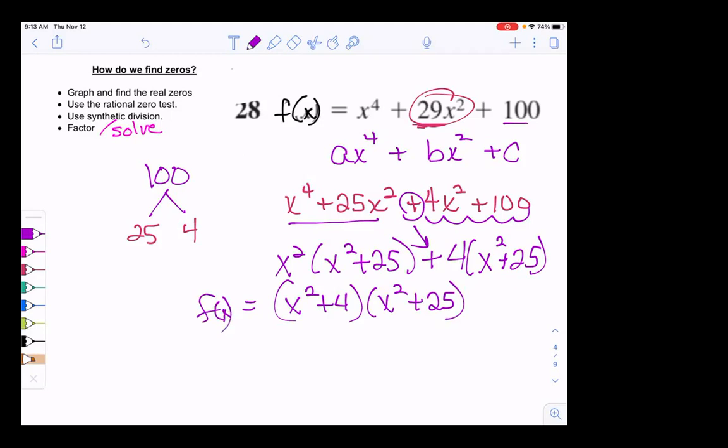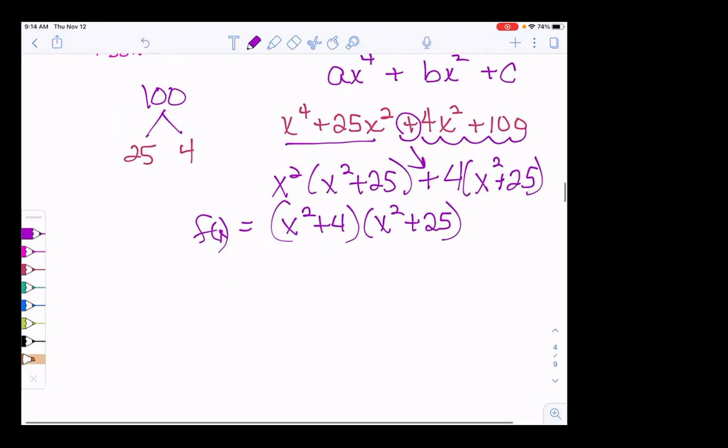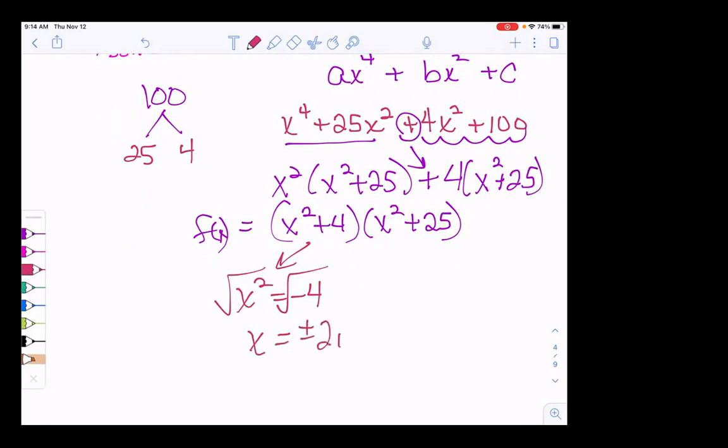Again, the question asked us to find the zeros, all of the zeros. So now that it's factored, Grant, how could you find the zeros once I have this factored form? You just solve for x. Yeah, solve for x. So x squared is equal to negative 4. Grant, when you take the square root of negative 4, what does that make? Plus or minus 2i. Perfect.